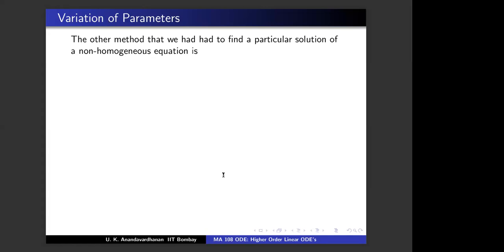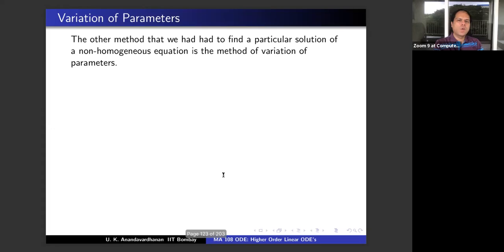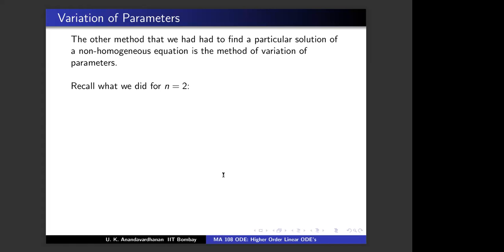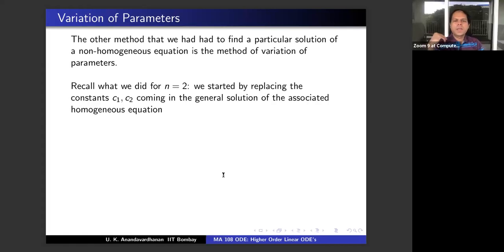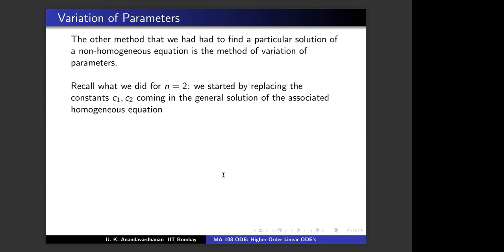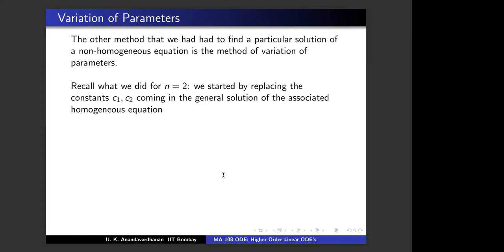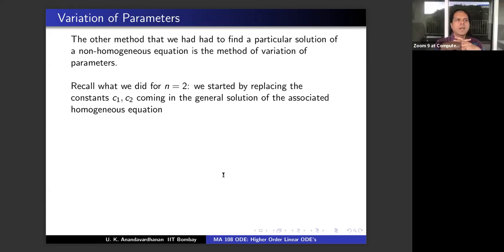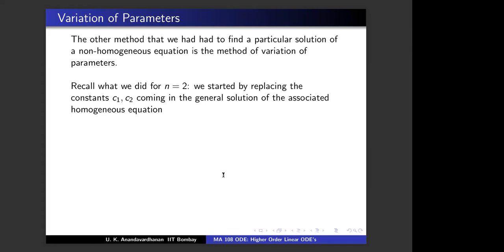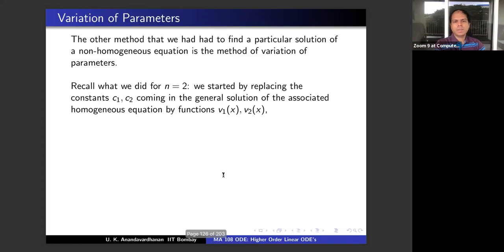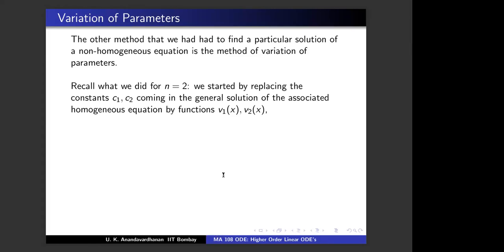I think I'm going to recall that. Variation of parameters, how did the theory work? You use Cramer's rule and all that, right? So let's recall that. What did we do for any two? We started by first solving the associated homogeneous equation. You got C1y1 plus C2y2 as the general solution. And then what was the next step? We take C1, C2 and replace them by variable functions V1 of x and V2 of x.